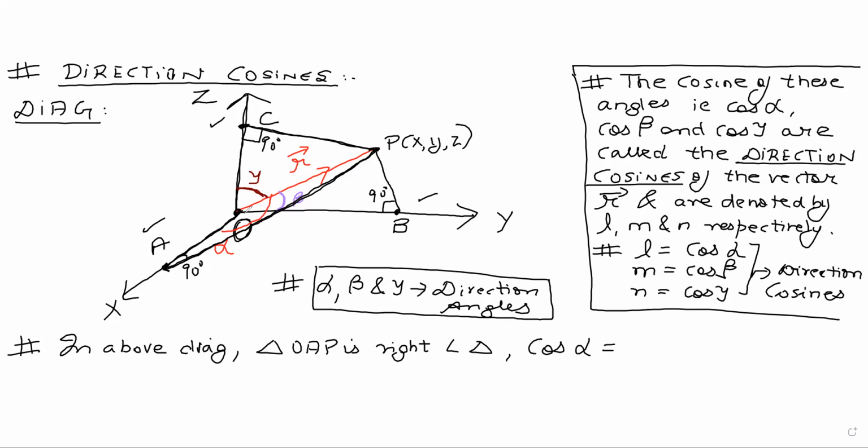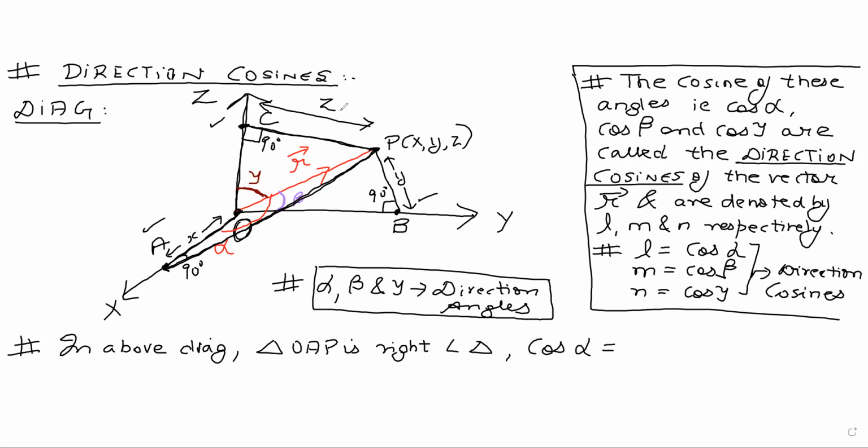So if you look at OAP, cos alpha is nothing but the base. Now what is the base? The base is, so guys, this distance is x. Okay, this distance is y, and this whole distance is nothing but z.